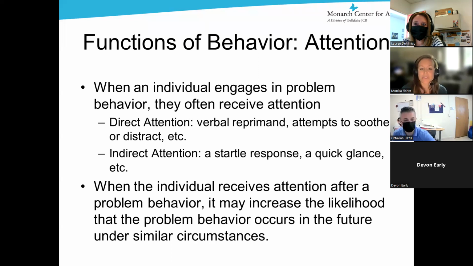So when the individual receives attention after problem behavior occurs, it may increase the likelihood that that problem behavior occurs in the future under similar circumstances. And we just have to be aware of that. That's not to say that we should always use planned ignoring and never address a child with attention when they're engaging in a problem behavior. Not at all. We need to determine what is this function and what are things that we can do to teach them skills that they can get attention for, while we reduce this behavior at the same time.